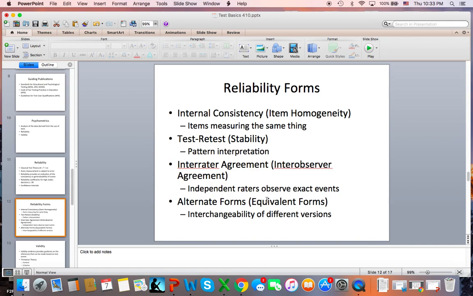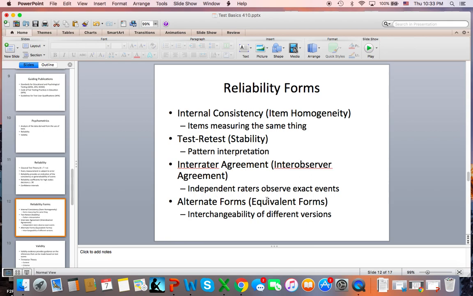Test-retest takes a look at the stability of scores across time. So if a student's given a test on Monday and they're given the same test on Friday, those scores should be stable. They should be highly similar. And that provides us with the ability to make some interpretations based on the pattern of performance.